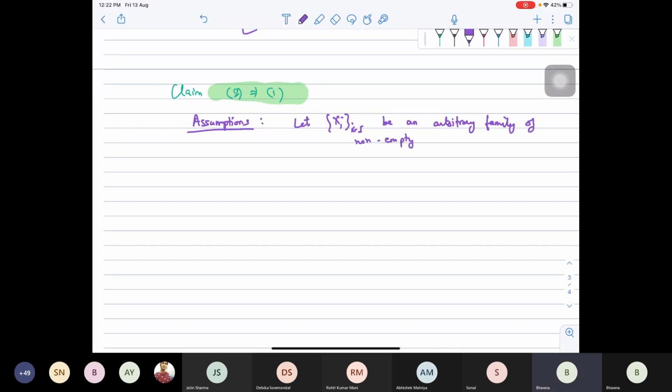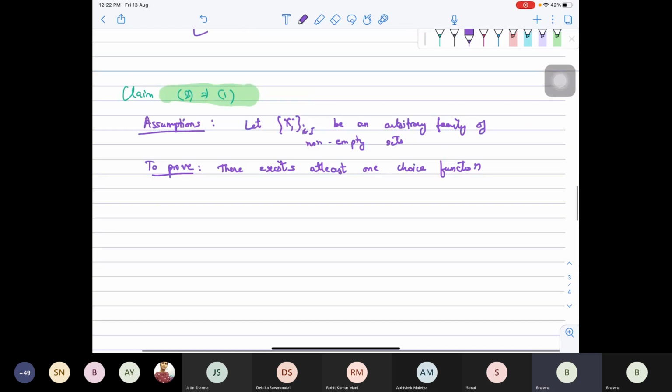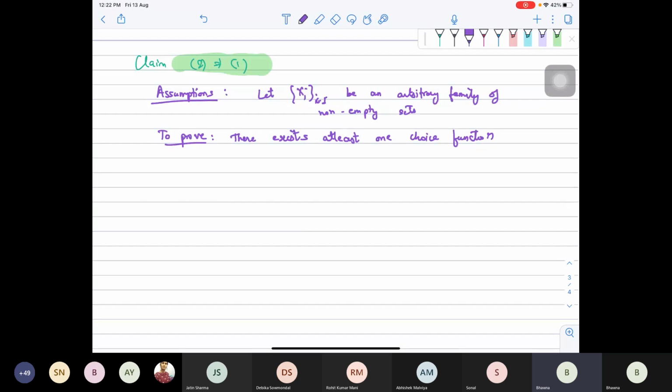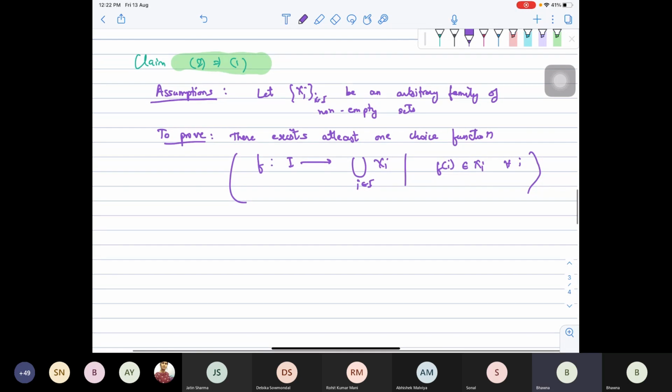So I want to prove that there exists at least one choice function. If I want to show the existence of one choice function, I should know what a choice function is. A choice function is nothing but a function f from I to the union of Xi such that f at i is in capital Xi for all i. This is what I want to say. But now see, we have a problem.